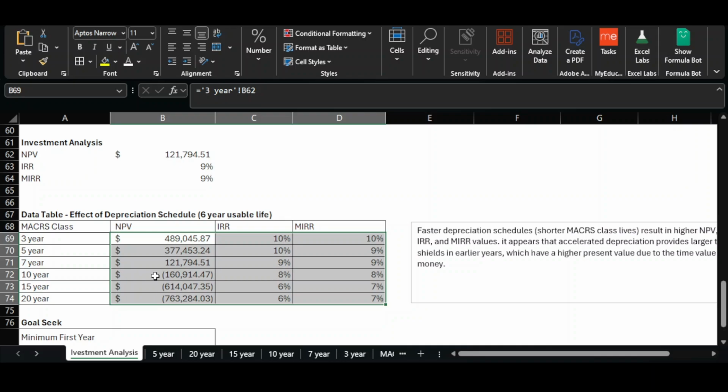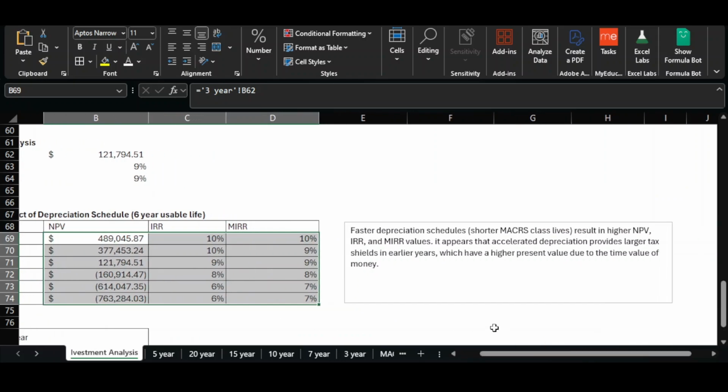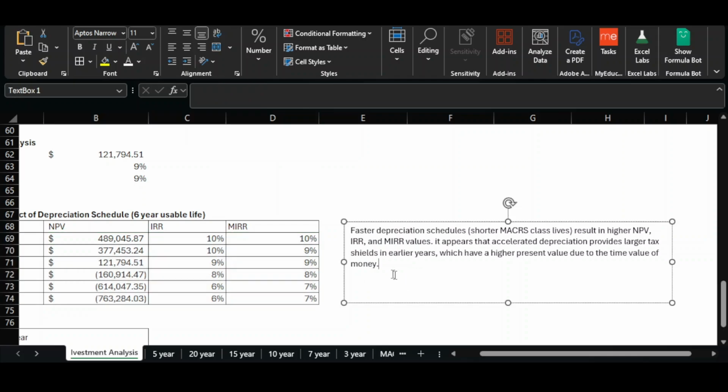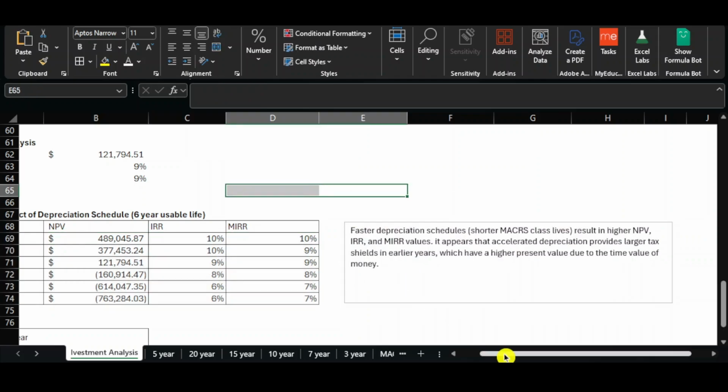Okay, so it is in here. I wrote a description that the shorter the MACRS class is, you get a higher NPV, IRR and MIRR, which generally means the higher the better. And because of that, the observation is that the largest tax shields in earlier years are what's contributing to the positive value. All right, that's what this observation is all about.